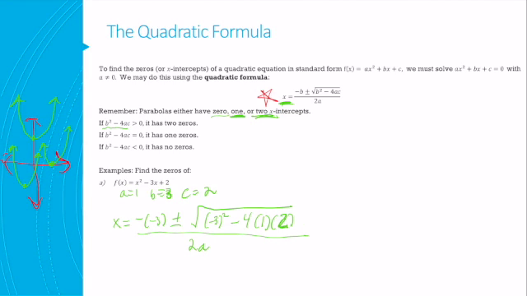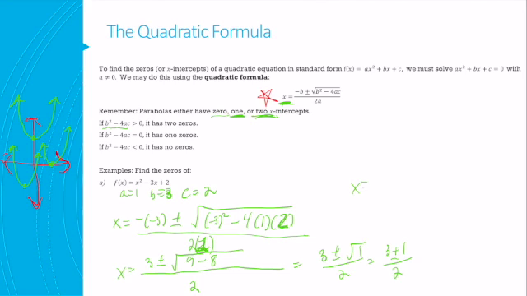So let's go ahead and simplify this. So I have x equals 2 negatives make a positive, 3. 2 times a is 2 times 1, which is 2. That gives me the square root of 9 minus 4 times 1 times 2, which is 8. So now I have 3 plus or minus the square root of 1 divided by 2. Well, the square root of 1 is going to be 1. So I have x equals 3 plus 1 divided by 2 and x equals 3 minus 1 divided by 2. That's what this plus or minus means, right?